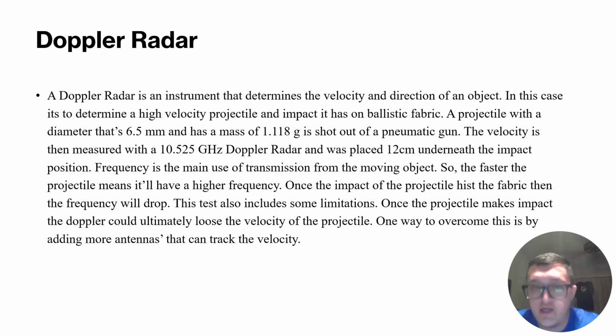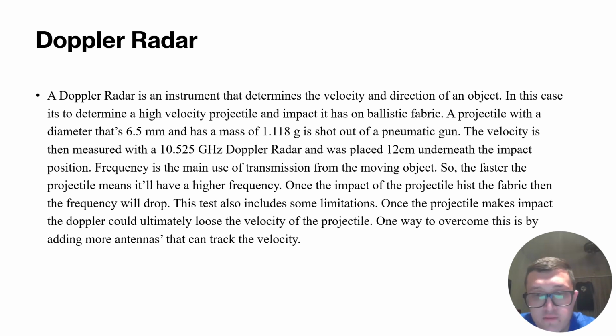So the Doppler radar, like I previously stated, is an instrument that determines the velocity and direction of an object. In this case, it's to determine a high velocity projectile impact it has on ballistic fabric. The fabric in this case is Kevlar. The projectile they used was a 6.5 millimeter projectile, and it has a mass of 1.18 grams. It's shot out of a pneumatic gun, and the velocity was measured with the 10.525 gigahertz Doppler radar.